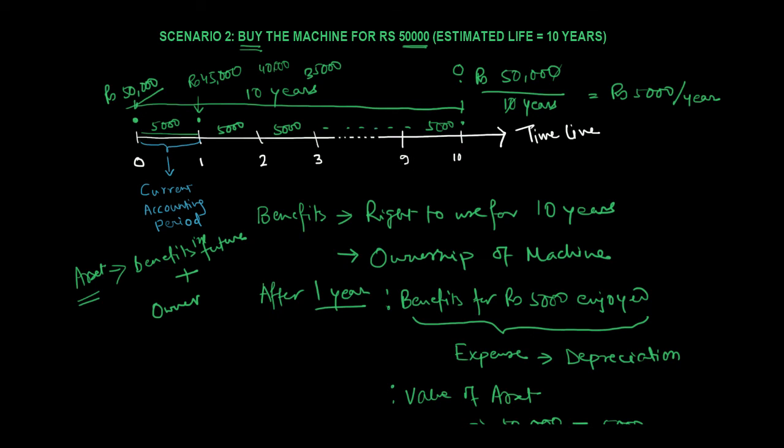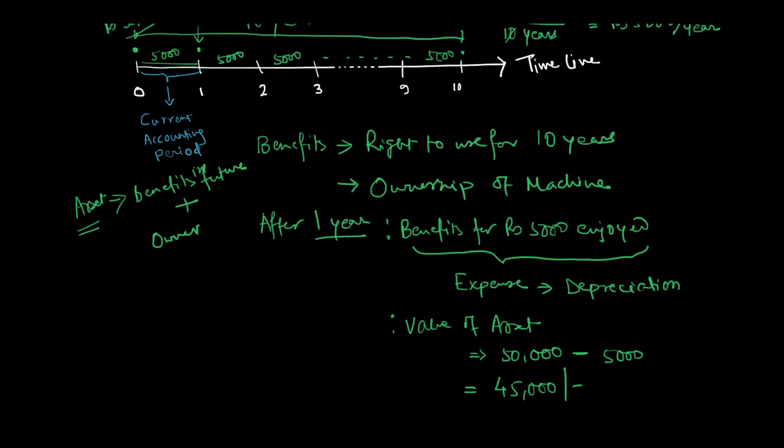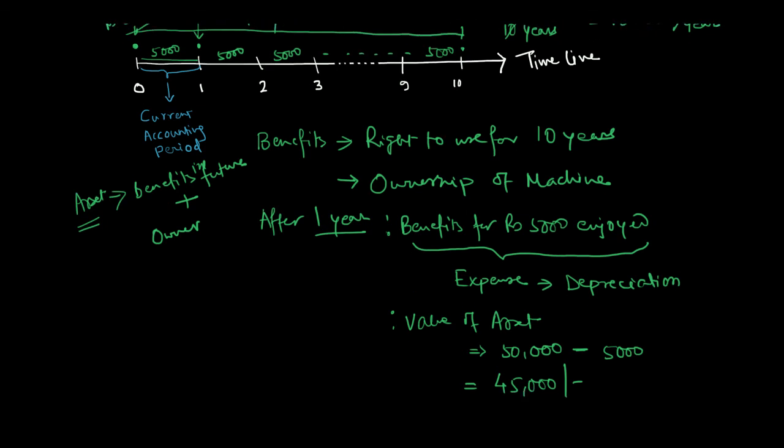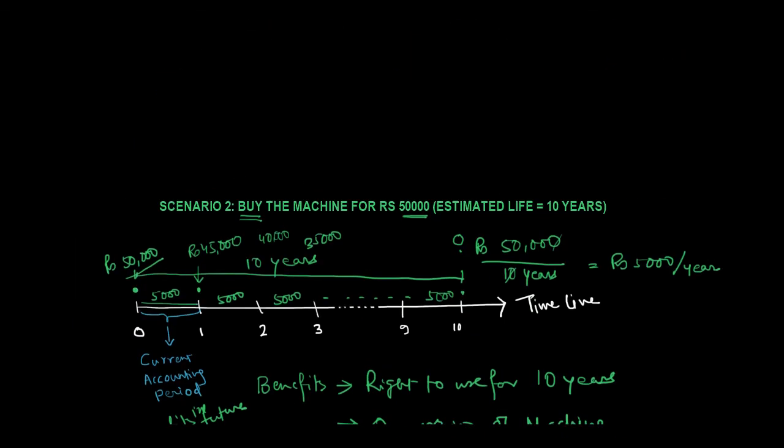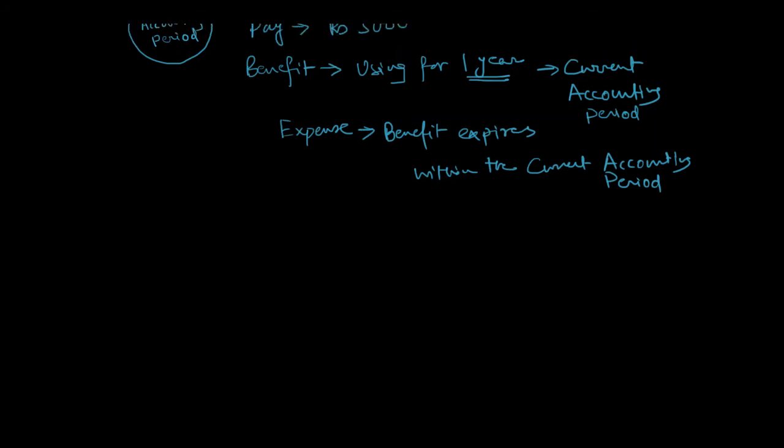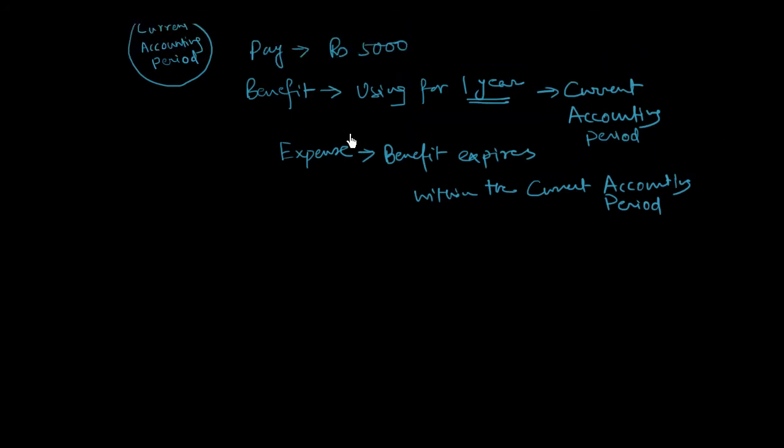So I hope I could make you understand the concept of expenses and assets. Let us wrap it up. An expense is something for which you pay a cost, and you receive some benefits, but the benefit expires within the current accounting period. The benefit is not carried over to the next accounting period.